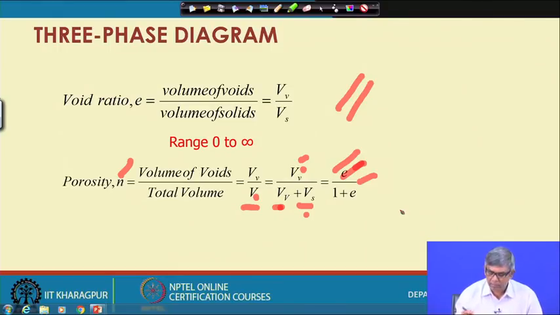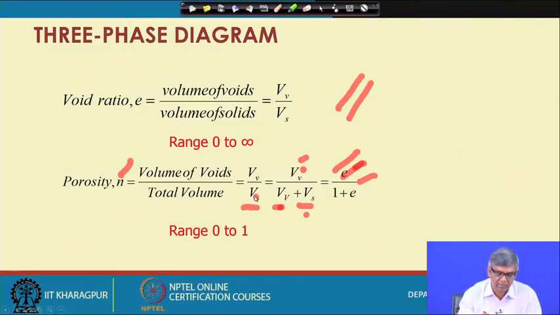What is the range of values of porosity? You can imagine Vv by V: if the void is close to 0, then this ratio over the total volume becomes 0, and if the void becomes close to the total volume, so the solid is very little, then that ratio is close to 1. That means the void ratio ranges from 0 to infinity, so you will not be surprised if you see a soil with a void ratio more than 1. That is no surprise, it can happen, and many soils can have a void ratio more than 1. Whereas the value of porosity cannot be more than 1; it ranges between 0 and 1.